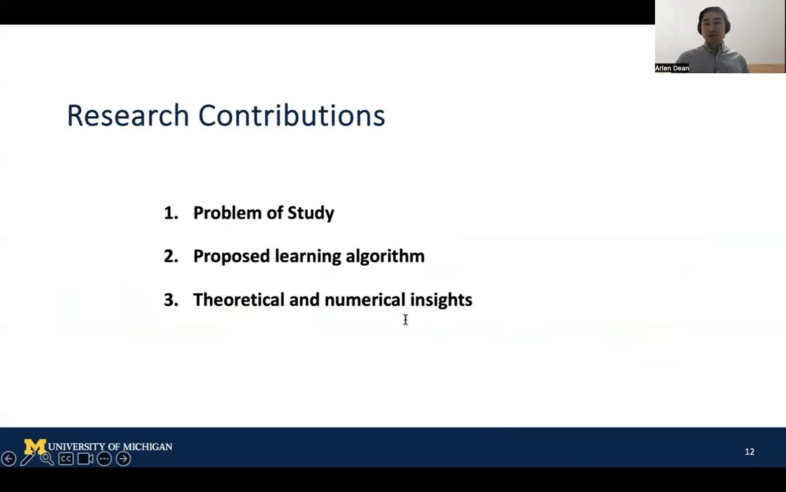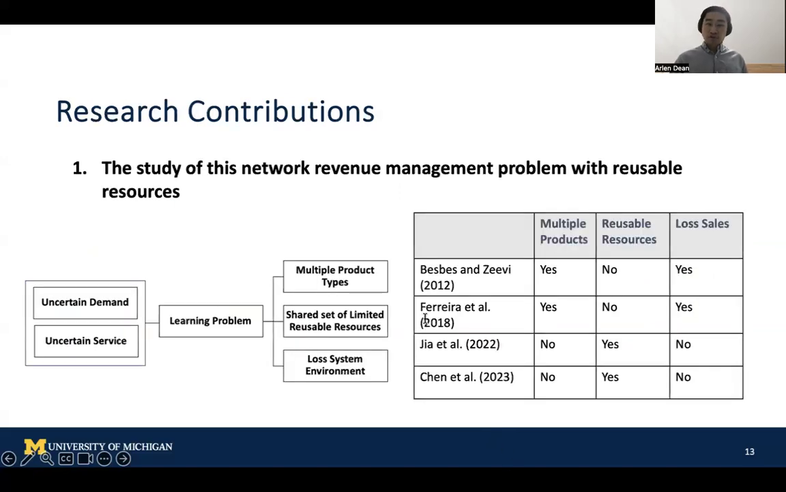And that brings me to discussion of the contributions of our paper, which we've organized into 3 components. The first contribution of this paper is the study of this dynamic pricing problem in the network revenue management setting to reusable resources and lost sales.